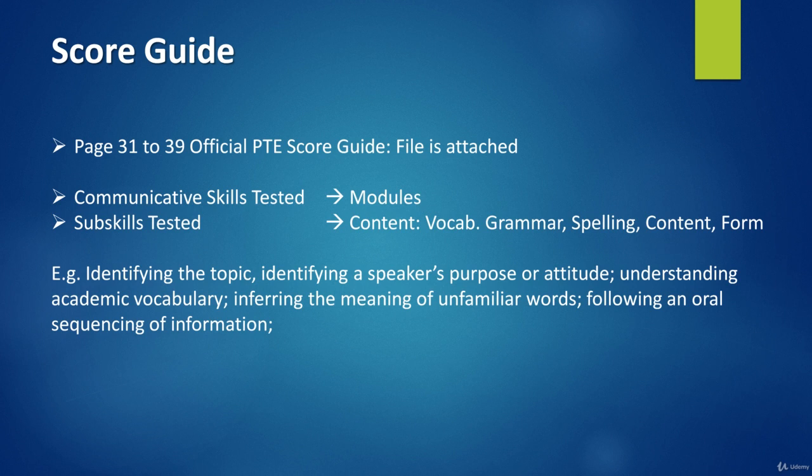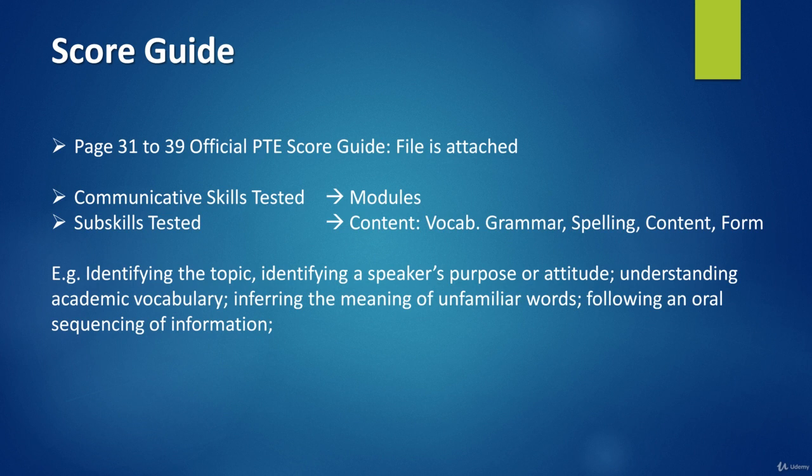scoring. You will see that the skills that are tested in listening module are divided into two categories there: communicative skills and other sub-skills. Communicative skills are what we call modules: writing, speaking, listening, and reading. As I told you, for example, for summarized spoken text, two communicative skills are tested: writing and listening. We will go through it for each question type, don't worry about it.